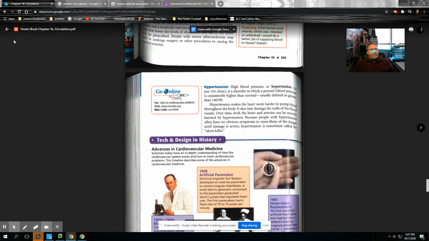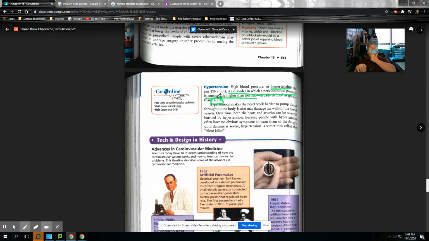And let's go to this word right here. Hypertension. Another disease that you can get is hypertension. A disorder in which a person's blood pressure is consistently higher than normal. And here it says 140/90. Well, now they're saying 130/80, I believe. They've lowered the numbers a little bit.